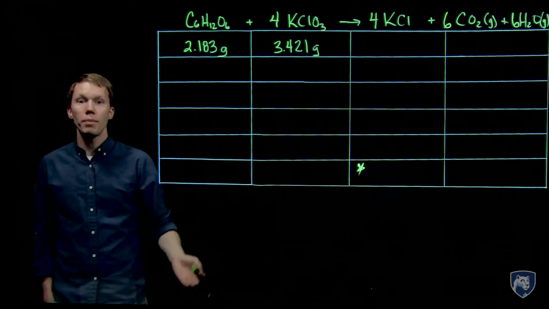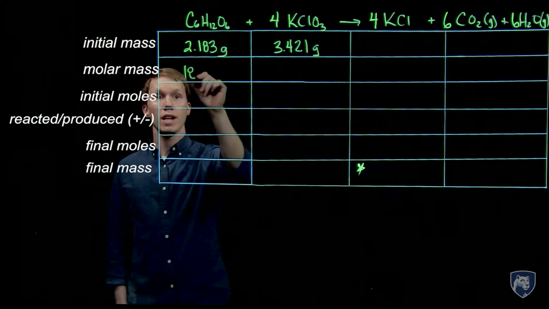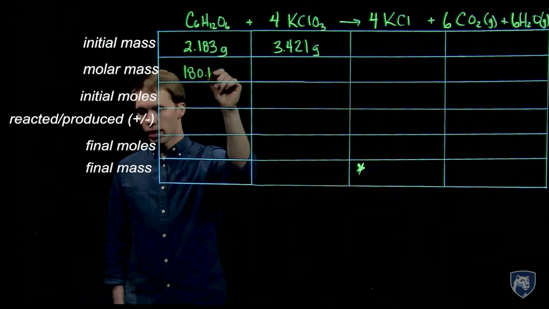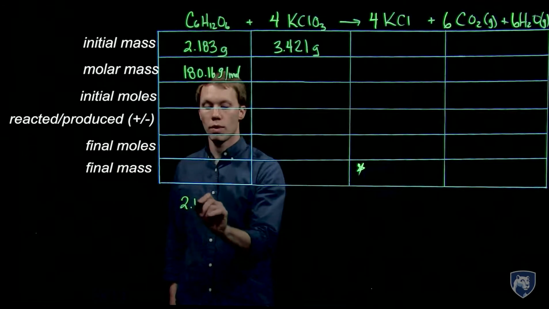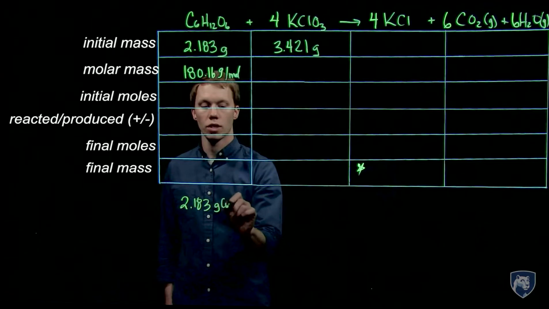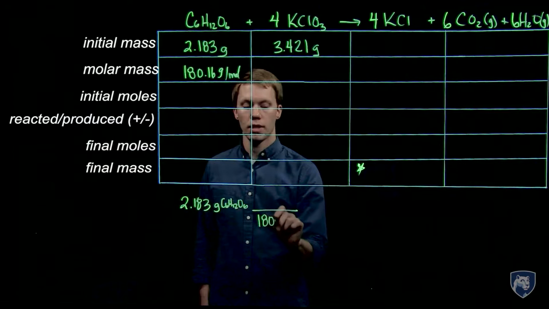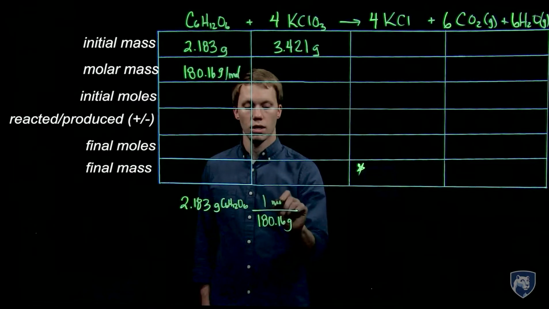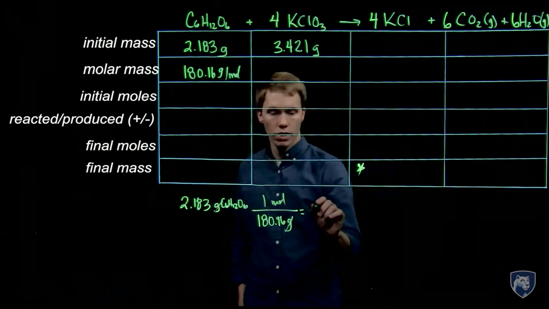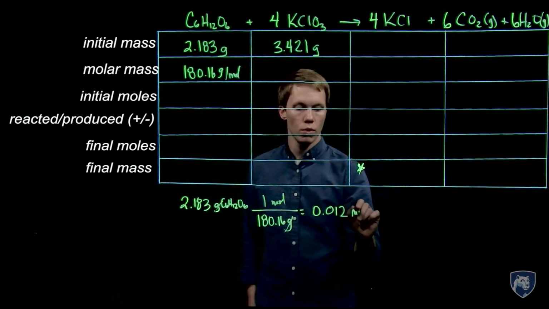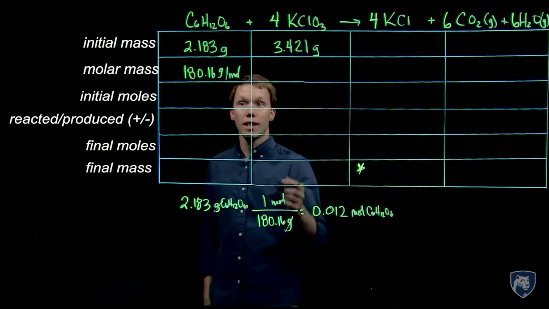Now what do we do? We hop on that mole train. In order to do that, I'm going to need my molar masses. 180.16 grams per mole for sugar. So I can take the mass, 2.183 grams of sugar, and divide it by the molecular weight to get moles of sugar, and this comes out to be 0.012 moles of C6H12O6.